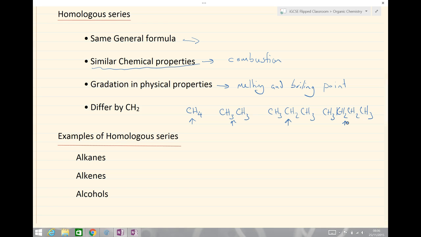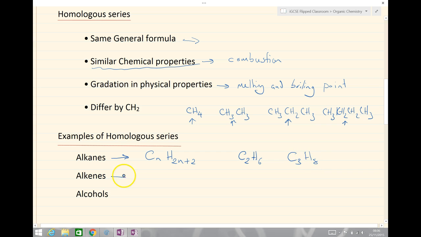So here we have examples of homologous series. So the alkanes we've looked at already, they have the general formula CnH2n plus 2. So if we had 2 carbons, we'd have ethane, it'd be C2H, 2 times 2 plus 2 is 6. Or if we have propane, C3, 2 times 3 plus 2 gives me H8.